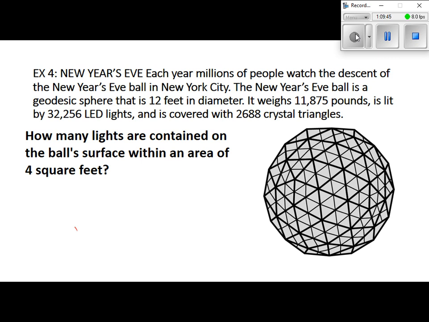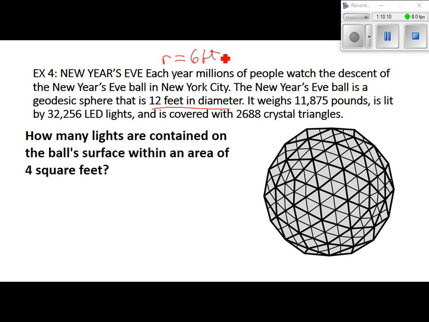So in this next example, it says, each New Year's Eve, millions of people watch the descent of the New Year's Eve ball in New York City. The New Year's Eve ball is a geodesic sphere that is 12 feet in diameter. So just looking at that real quick, if it tells us it's 12 feet in diameter, that means the radius of it is 6 feet.